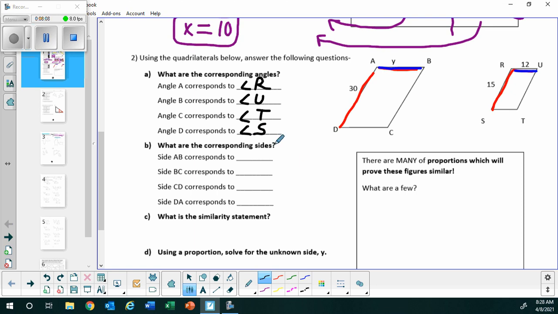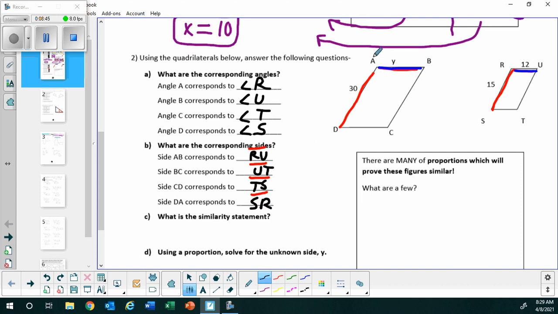Okay? And now when we're talking about our sides, I'm just going to go ahead and put the side symbols up above so I don't forget about them. All right, so A to B would be R to U, so RU. B to C would be UT. Again, this is our last I can statement, being able to identify corresponding sides and angles. If we're going from C to D, that's TS. And then DA would be SR.